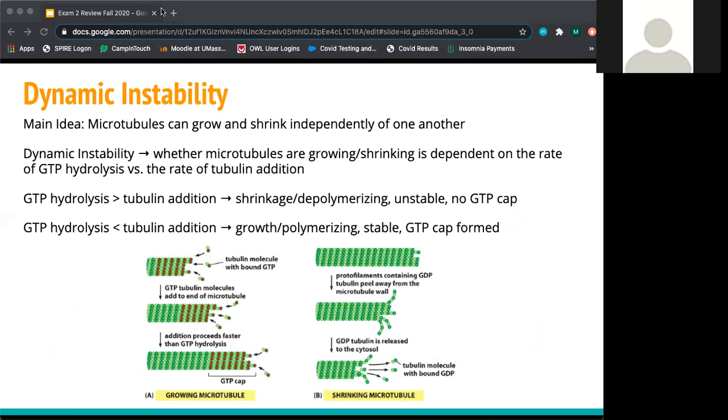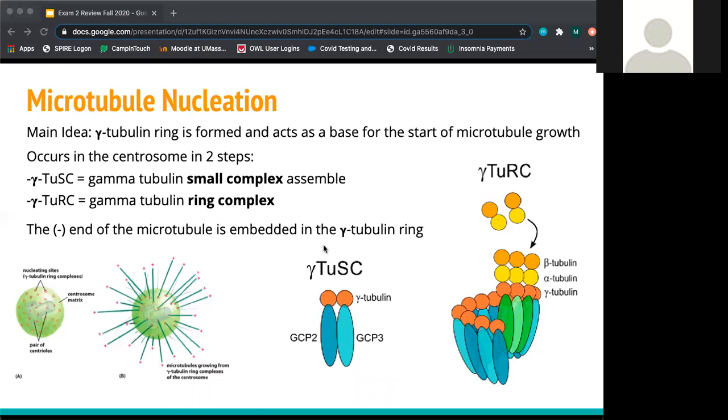What is the difference between the small complex and the ring? I'm actually not sure what the difference is, but I don't think that you need to know. Basically, the small complex is what makes up the ring. If you look at the middle picture, that's the small complex, those small things. And to the right of it, that's the whole ring. So a lot of the small complexes form together and make the whole ring, when they attach together. Does that answer your question?